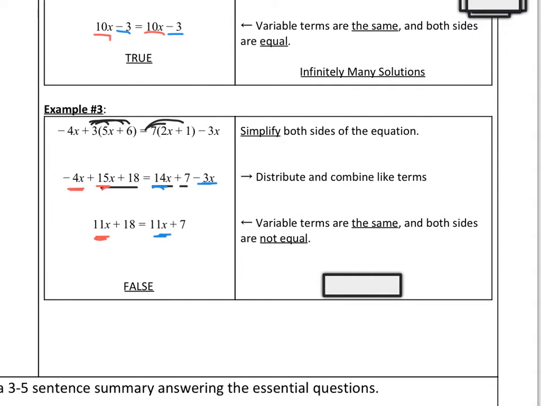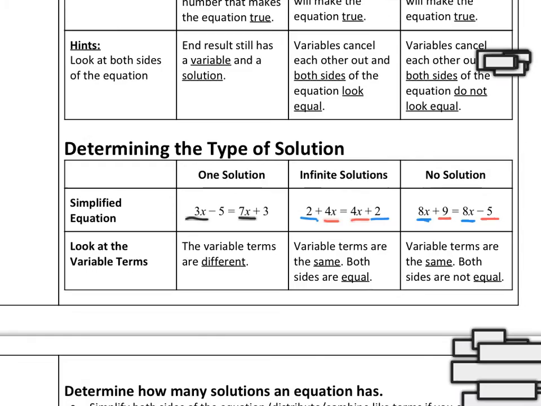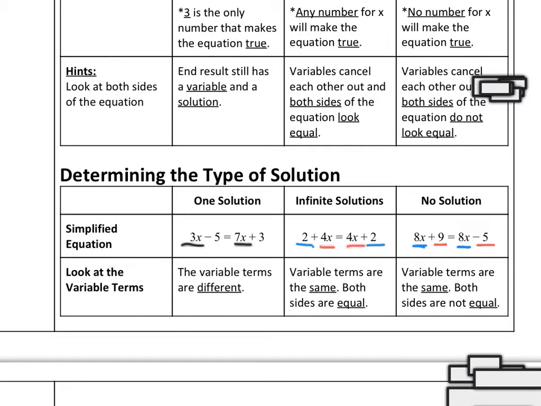This is a false statement. 11x plus 18 can never equal 11x plus 7. Therefore, this is going to be no solution. These tables are very helpful. Always look back to these as you go through your practice problems.